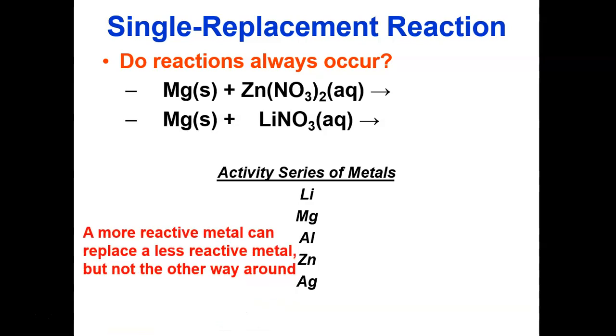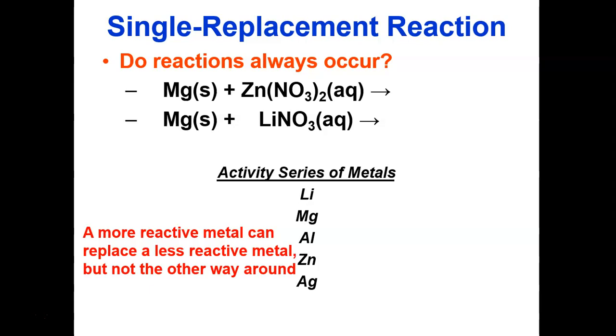So the rule is a more reactive metal can replace a less reactive metal, but not the other way around. So more reactive metals are more stable when they're in compounds. So for very stable metals like silver, for example, they're fine to be on their own and not part of a compound.